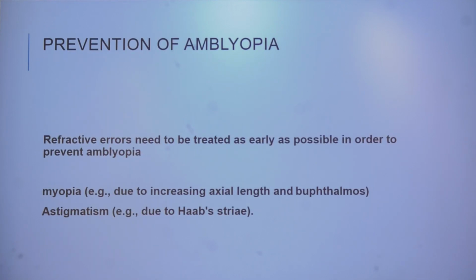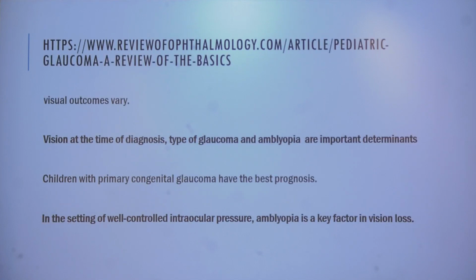So prevention of amblyopia, this is the last slide. That is the most important thing, because refractive error needs to be treated as early as possible in order to prevent amblyopia. Myopia due to increasing axial length, buphthalmos, and astigmatism due to Haab's striae. In fact, amblyopia is one of the issues where people suffer because of that.